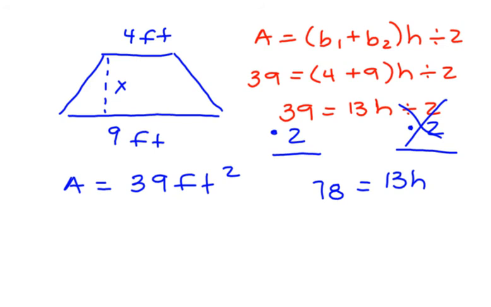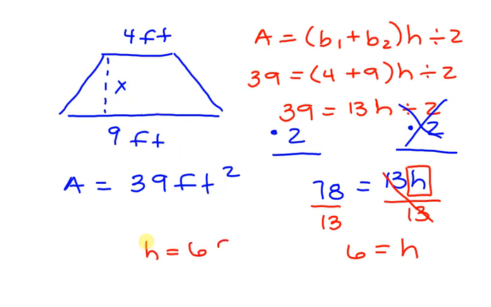And now you're down to a one-step equation. Box your variable and divide by the number that's attached to it, which is 13, and you do it to both sides. These 13s cancel, and you're left with h, and then 78 divided by 13 is going to give you 6. So your final answer is that the height equals 6 feet.